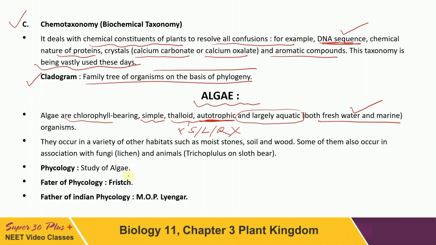Algae occur in a variety of habitats. They may be on moist stone, moist soil, or wood. Some of them also occur in association with fungi, as you have seen in the case of lichen, which you discussed in chapter number 2. And some algae are found on animals, for example the sloth bear has algae, that is Trichophilus.